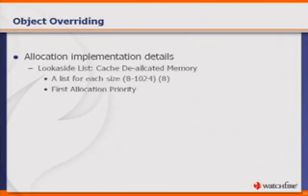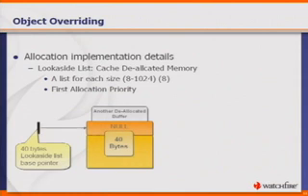This feature is called a look-aside list. Each application has a different look-aside list for each size between 8 and 1024 in jumps of 8. So this is the first allocation priority. When the application wants to allocate another object of the same size, the first place it will look is the look-aside list. So let's see an example to help you understand this somewhat complicated thing called a look-aside list.